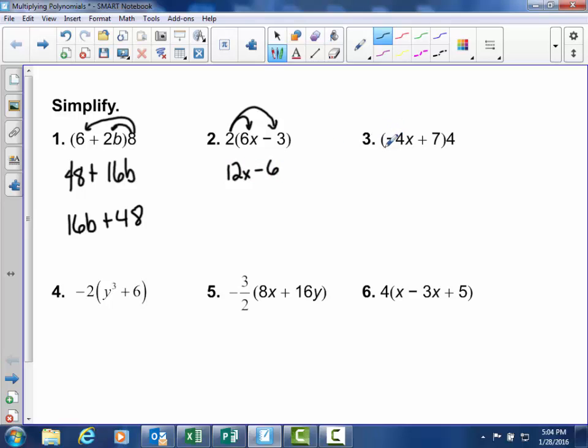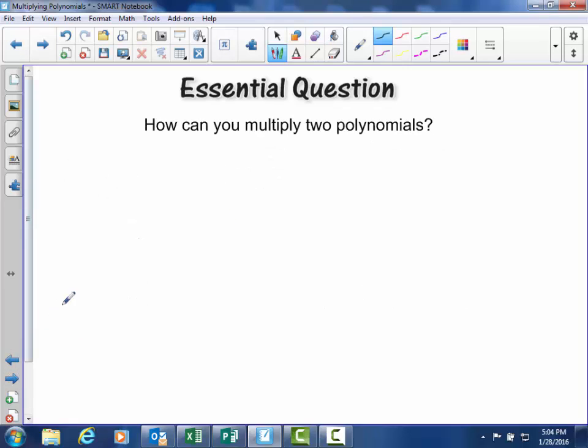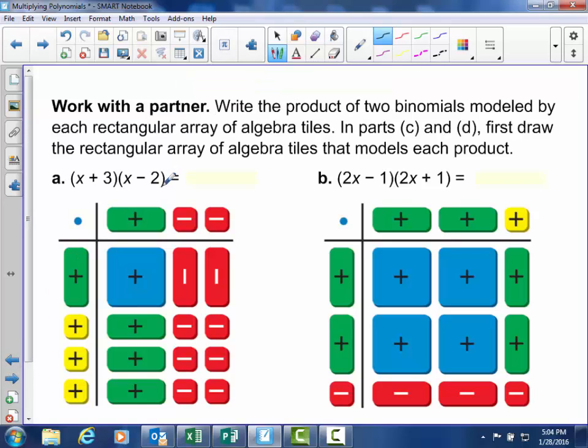All right, so I'm going to let you finish the rest of these, and you'll put your answer on your paper, and then that'll be part of the grade when you turn it in. Okay. So let's move on. So how can you multiply two polynomials? Well, we just saw when it's a monomial, right, we can just distribute it.